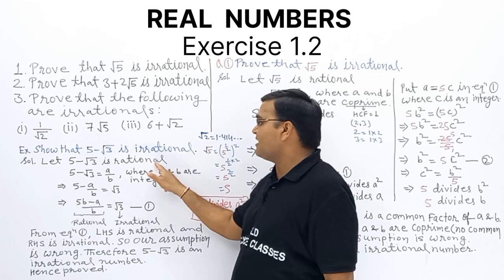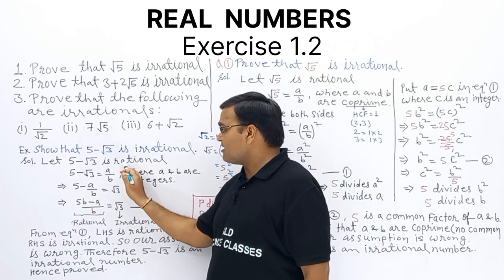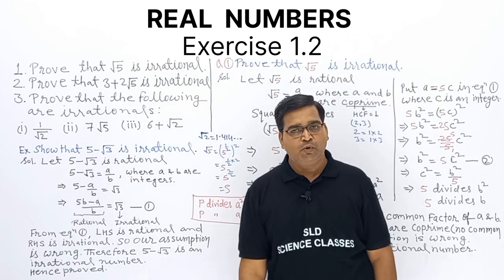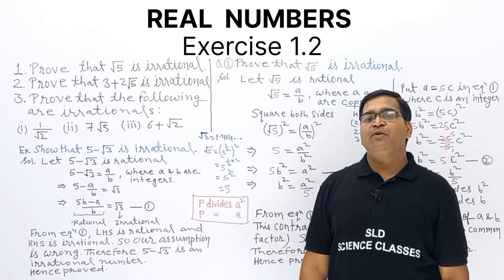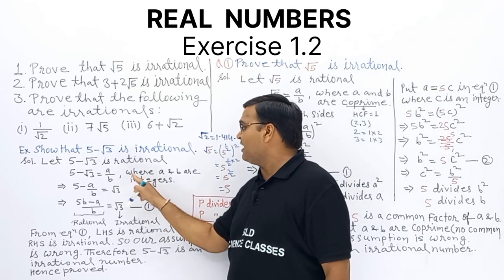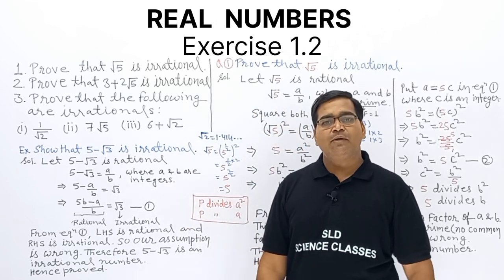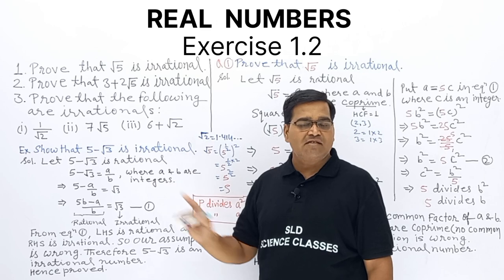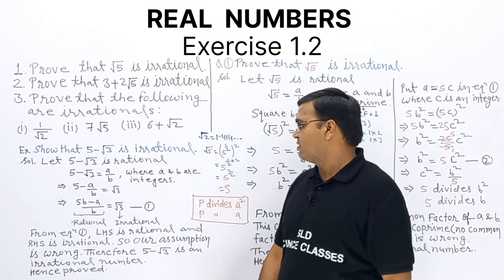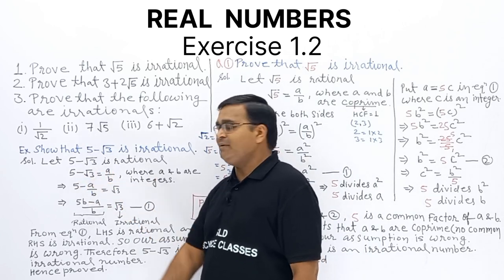We will take it as rational. Rational numbers can be written as p upon q. I am using a and b as integers, so a upon b is the rational number, where a and b are integers. In the introduction class, I already discussed integers, rational numbers, irrational numbers and real numbers, so you can observe from that class. Now, 5 minus root 3 equals a upon b.